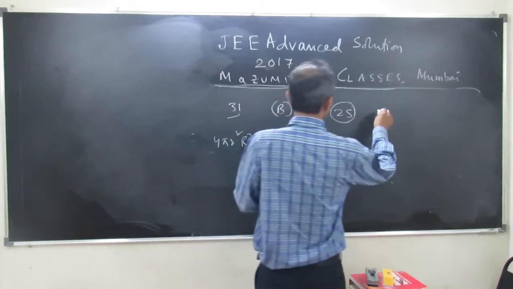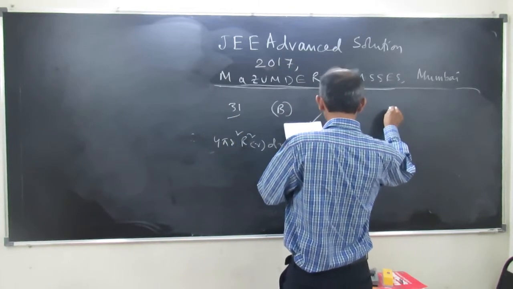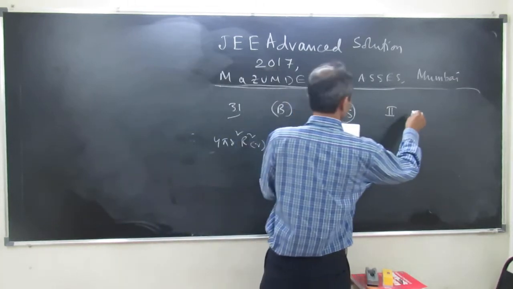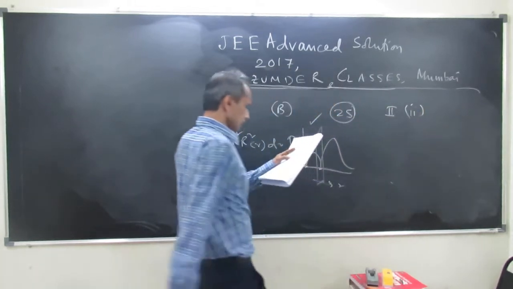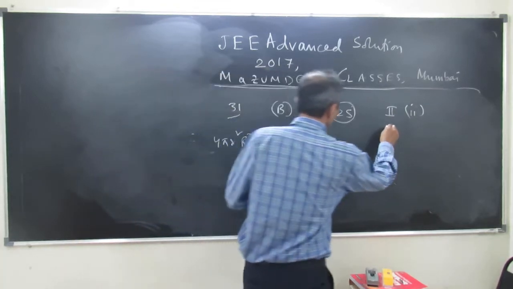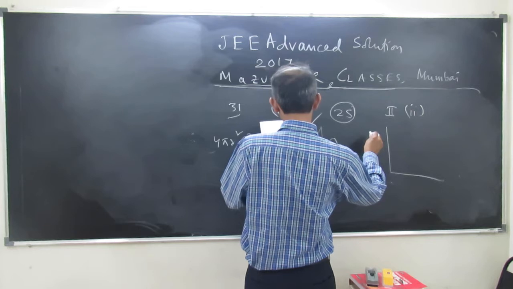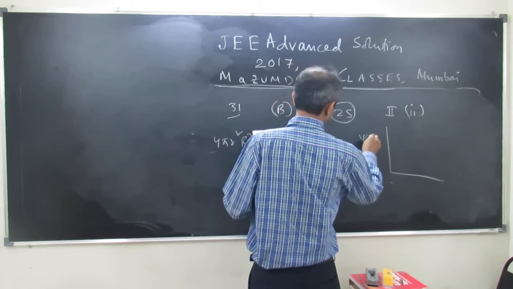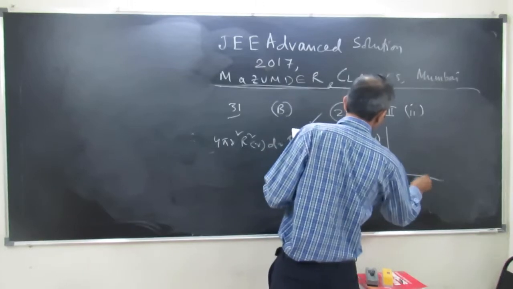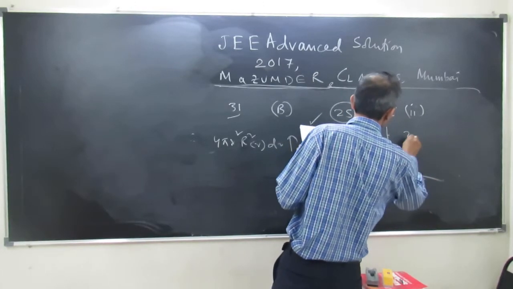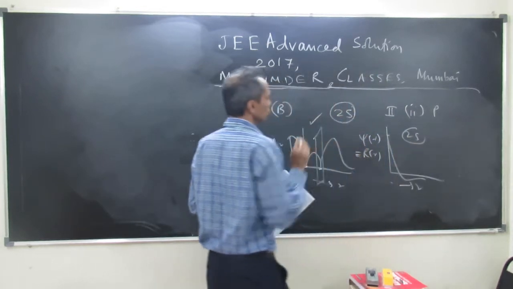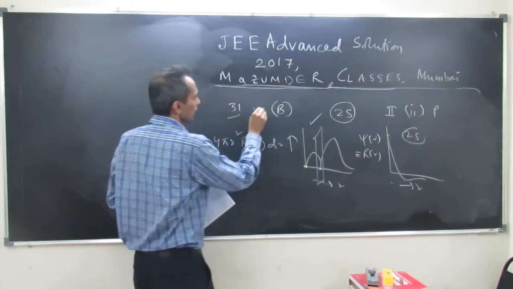So therefore, obviously, we can say 2 on the left side is matching, and then they are saying that in a graph it is given as an RR graph, or you can say a psi R graph. For 2s, the graph is like this. So therefore, P. So this will be the answer for 31.